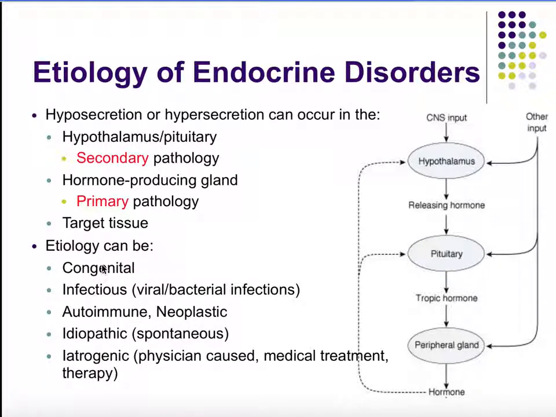So what can cause these endocrine disorders? Etiology could range from a congenital issue where you're born with it. It could be due to an infection, whether we're talking about a viral or a bacterial infection. And then it could be an immune issue, so autoimmune system having an impact on our hormones, or it could be cancer related, so neoplastic. And then we have idiopathic. It's spontaneous, or where we don't know what the cause is. And then we have iatrogenic, which we said is physician caused. So for example, you're getting treatment and that treatment therapy is causing the disorder in endocrine function.